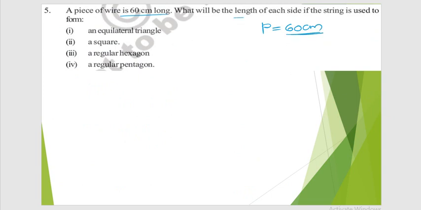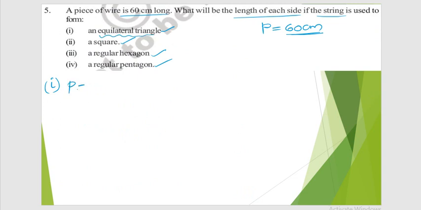So what will be the length of each side if the string is used to form an equilateral triangle, a square, a regular hexagon, a regular pentagon? Okay, so these are the things that he is asking you. So you need to find the length of each side. So first question, equilateral triangle.